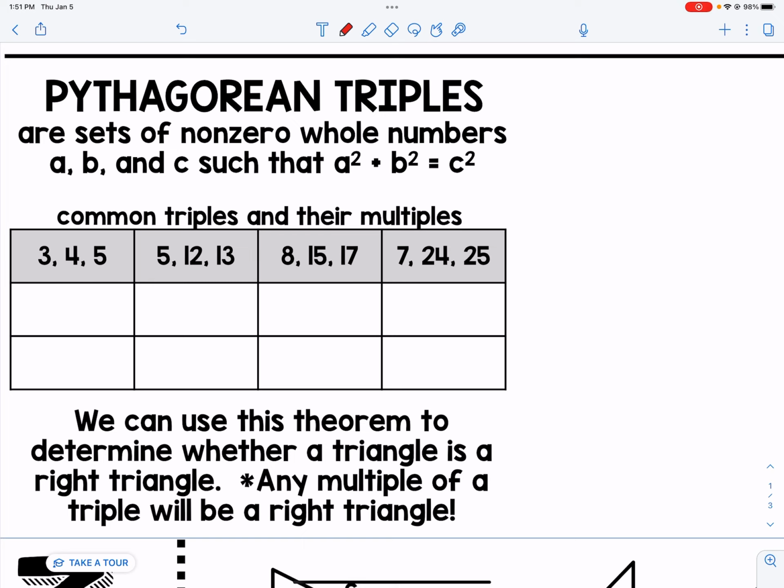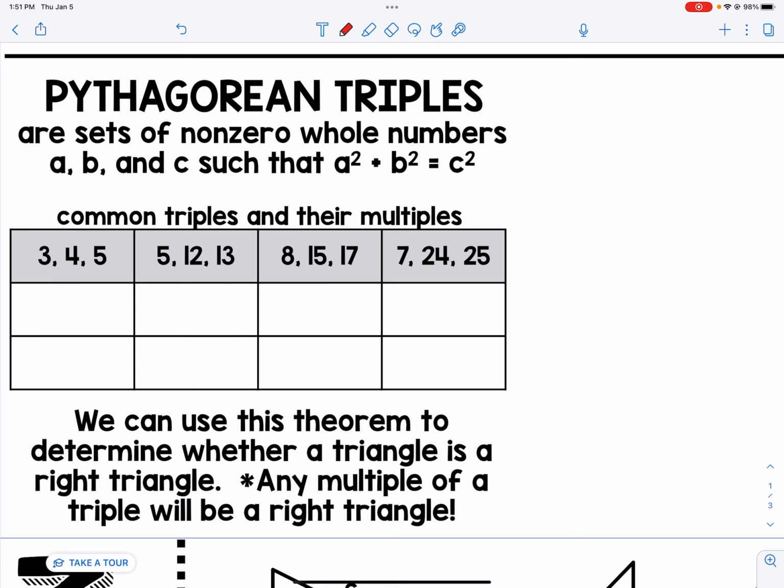Pythagorean triples. So these are a set of non-zero whole numbers, a, b, and c, so that a squared plus b squared equals c squared. So these are pretty much predetermined sets of Pythagorean theorem numbers that work, that fit into the Pythagorean theorem. So we're going to start off with common triples and their multiples.